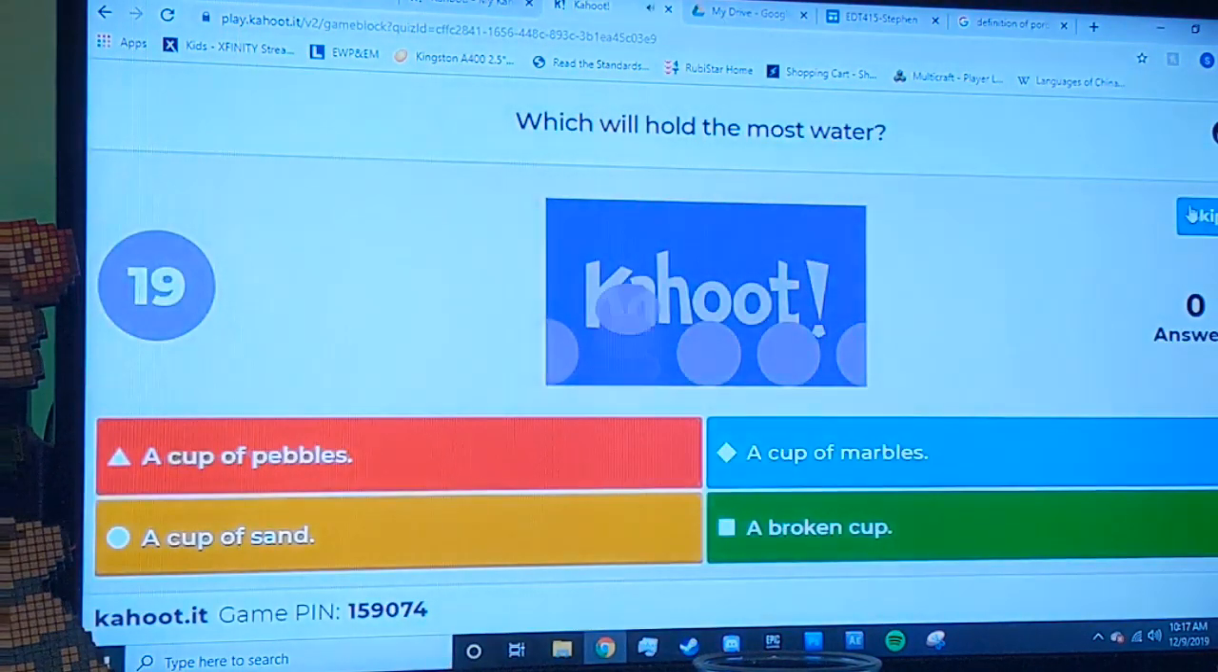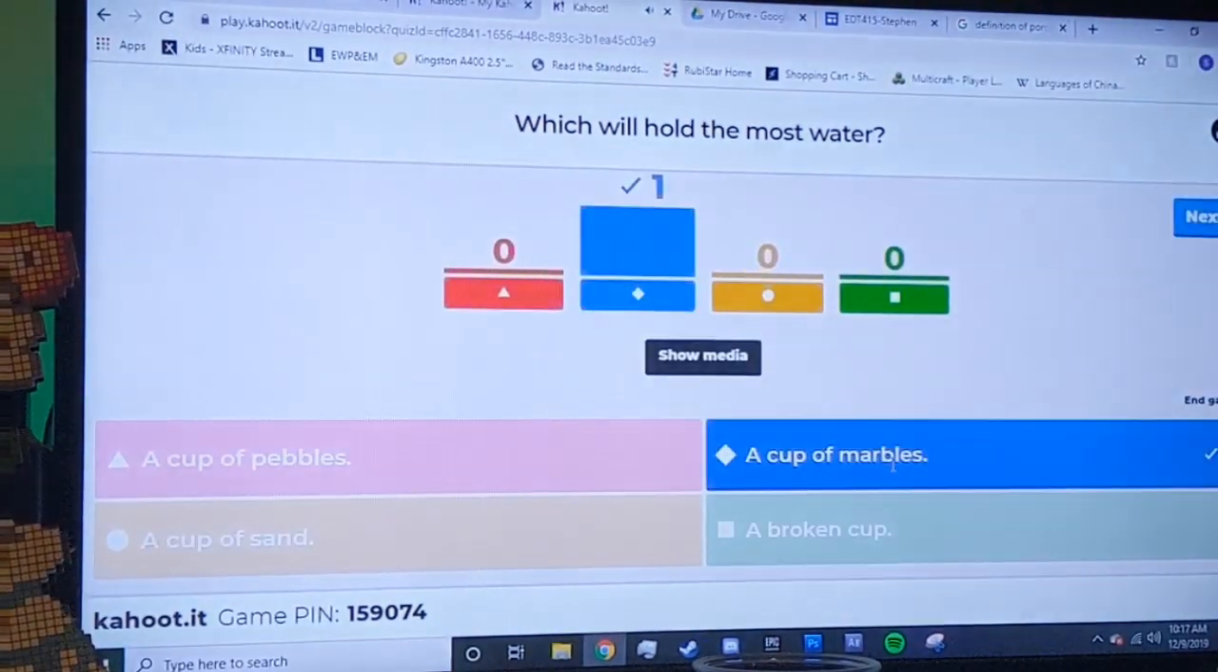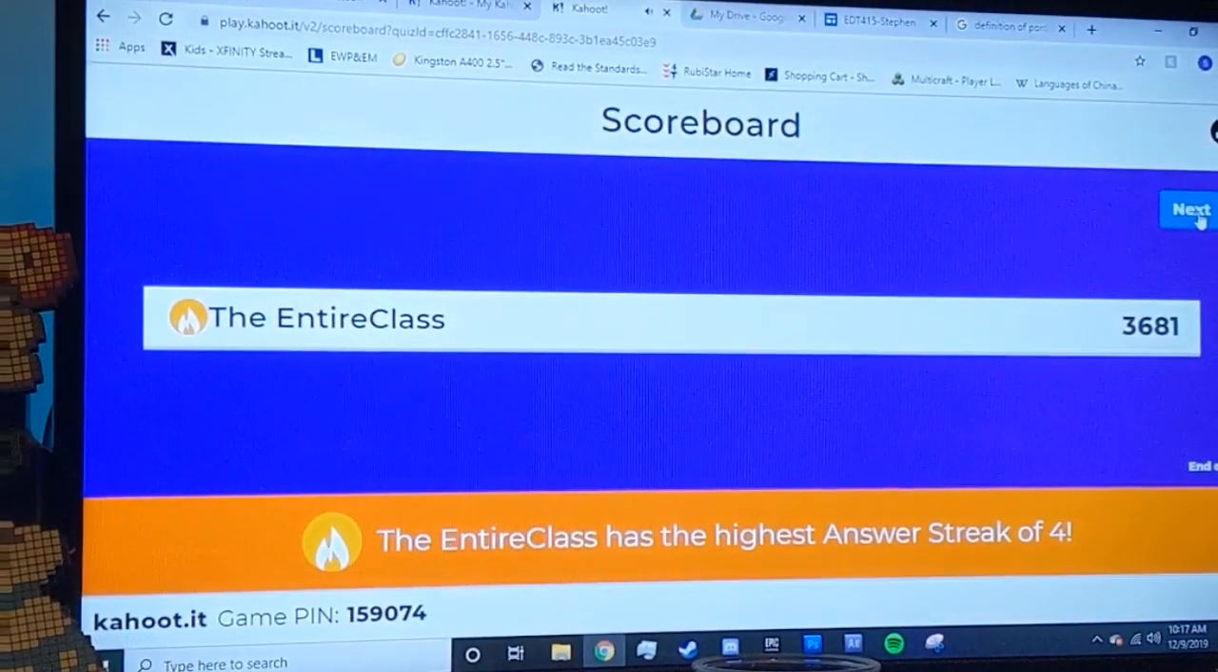Which will hold the most water? Oh, this is literally from our experiment earlier. Whoops. Yeah, that's kind of a freebie. So you all earned a brownie. Hey!